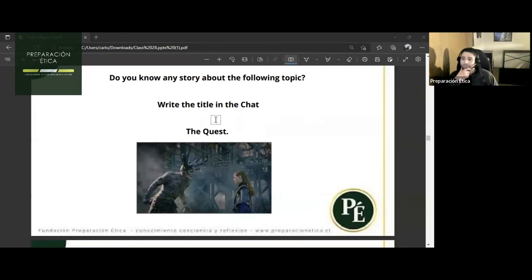For example, the Johnny Depp movie, Pirates of the Caribbean, that is also a quest, a very famous quest in this case. The Last of Us. The Last of Us could be, but it's more complex than that, Jorge, I think. Metroid as well. Metroid is also a mission and a very difficult game, to be honest. I haven't beaten Metroid yet. It's difficult.